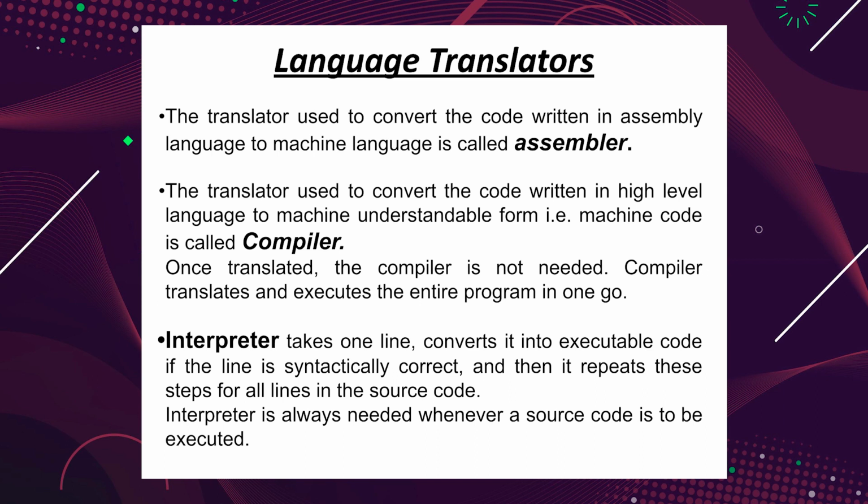An interpreter translates one line at a time instead of the whole program in one go. Interpreter takes one line, converts it into executable code if the line is syntactically correct, and then it repeats these steps for all lines in the source code. Hence, interpreter is always needed whenever source code is to be executed.